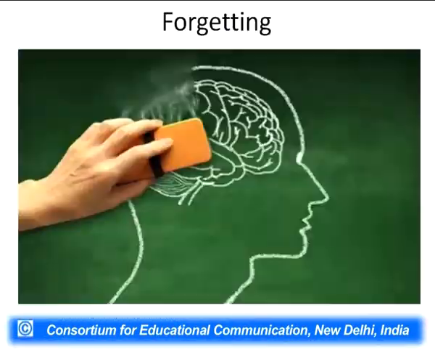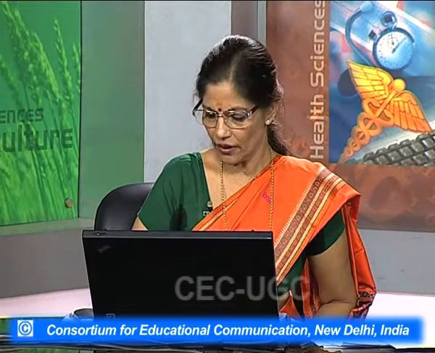See in this picture, forgetting, how the forgetting is taking place in this slide, because I have told you that after some time it becomes fainter and fainter, and we are not able to recognize it. See, I'm coming to it, how it happens, forgetting. The lines are getting weaker and weaker.